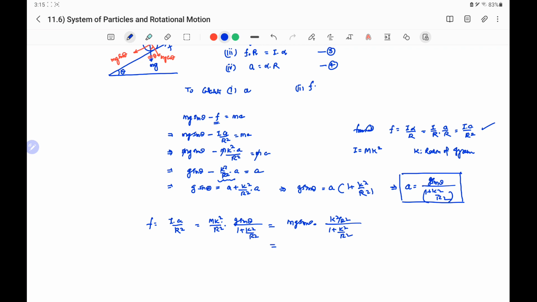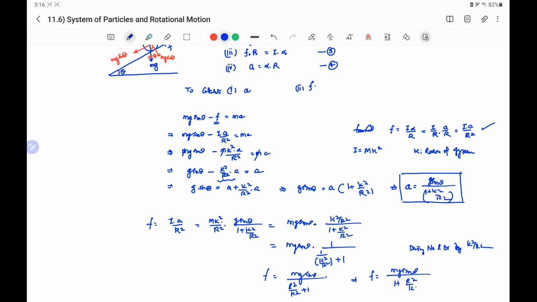Now we divide numerator and denominator by k square by R square. We will have mg sin theta into 1, divided by 1 by k square by R square plus 1. So we will finally have friction equal to mg sin theta divided by R square by k square plus 1, or further we can write it as F equal to mg sin theta divided by 1 plus R square by k square.